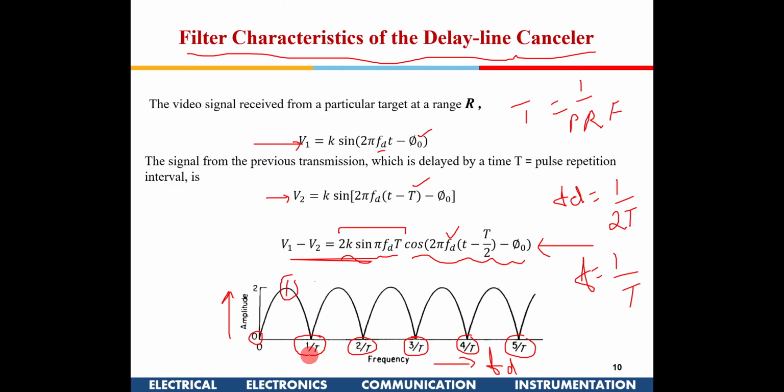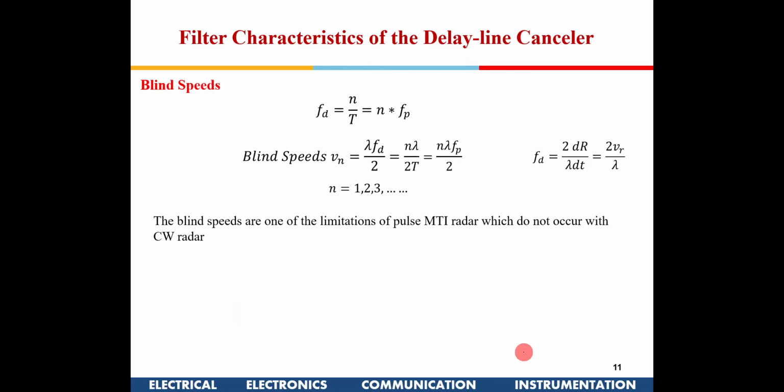And what are those speeds? Those speeds are represented here, where fd is equal to this. So fd is equal to N by T, where N is an integer, 1, 2, 3, 4. T I can write as 1 by fp, the pulse repetition frequency. So whenever the Doppler frequency is a multiple of the pulse repetition frequency, at those speeds it will not be visible. The output won't be there, so we are likely to miss the targets.